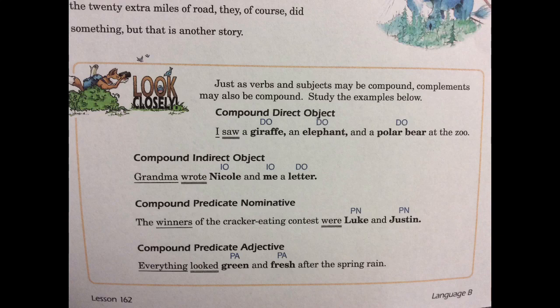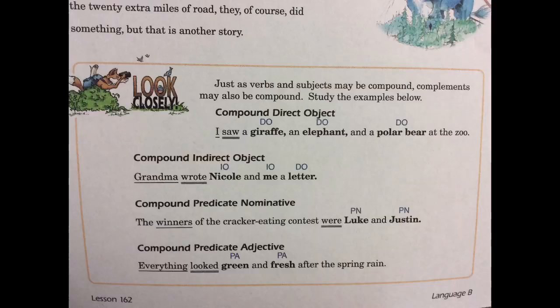I want you to read the look closely box. It says, just as verbs and subjects may be compound, complements might be compound too. We haven't seen any of those yet. Okay, study the examples below. So it says a compound direct object. I saw a giraffe, an elephant, and a polar bear at the zoo. Okay, great. So our verb is saw, and who saw? I saw. And what did I see? I saw a giraffe, an elephant, a polar bear. Those are all the direct objects, which gives us the compound direct objects.